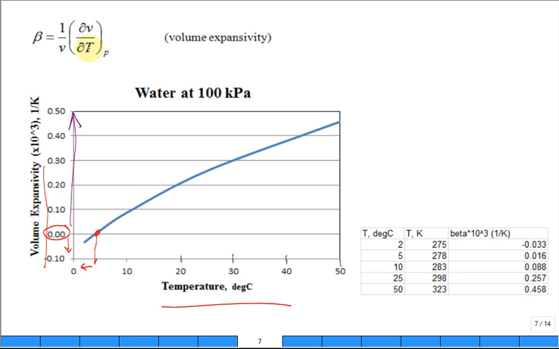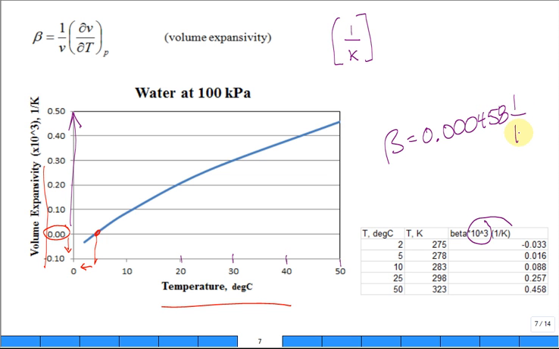What are the units on beta? 1 over temperature, typically given in Kelvin. And you can see I had to multiply by 1,000 so that it wasn't so small. So if I wanted to calculate beta, the volume expansivity, for water, or get it out of the table, it would be 0.000458 inverse Kelvin. It doesn't expand that rapidly. Liquid water doesn't expand as rapidly as gases do at constant pressures with increasing temperature. Make sense?